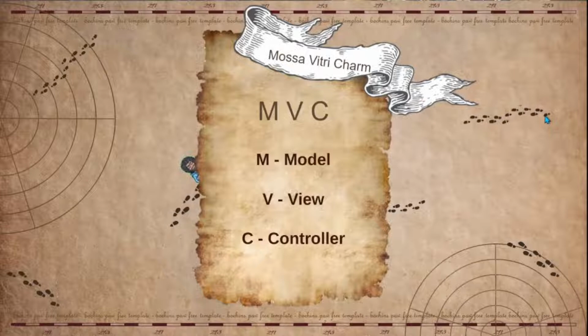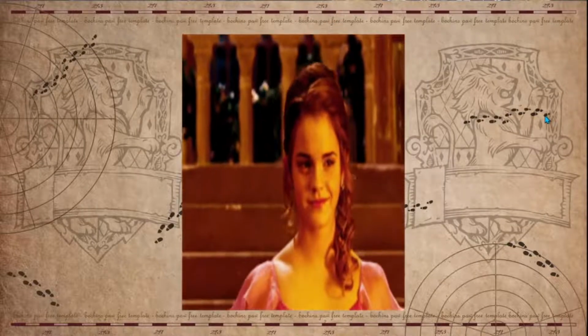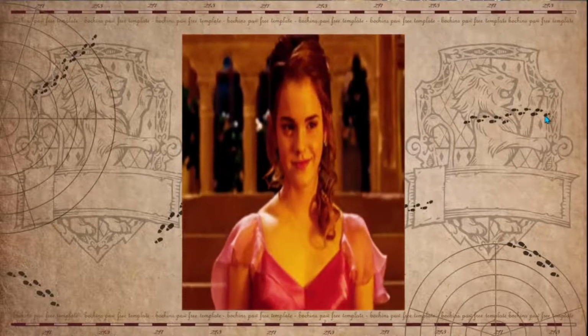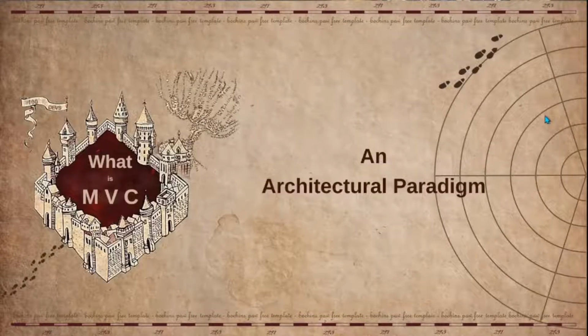So, the Mossa Vitri Charm is based on the Model View Controller concept that's used by software engineers in the Muggle world. It was introduced back in 1979, the same year one of our brightest students was born. Can you guess? Yeah, that's right. Miss Hermione Granger. But what exactly is MVC? It's an architectural paradigm.